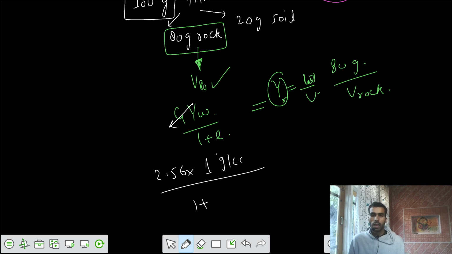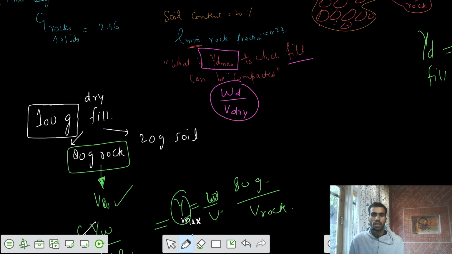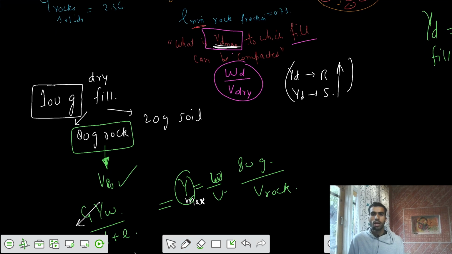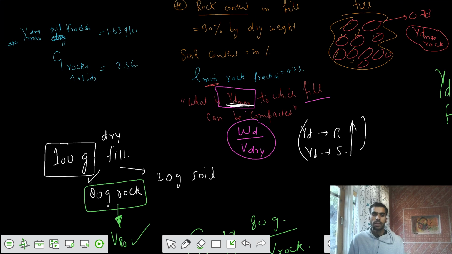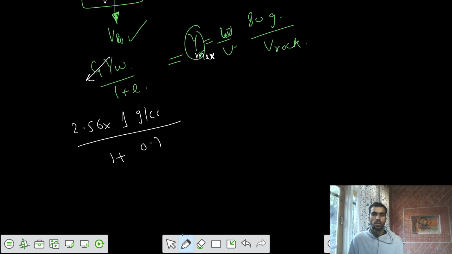For gamma to be maximum, because the problem says we need to get maximum density. If the density of the rock is more, and the density of the soil is also more, then the final density is more. So gamma dry has to be maximum. At that time, the void ratio for the rock should be minimum, 0.73. So G gamma W by 1 plus e minimum.